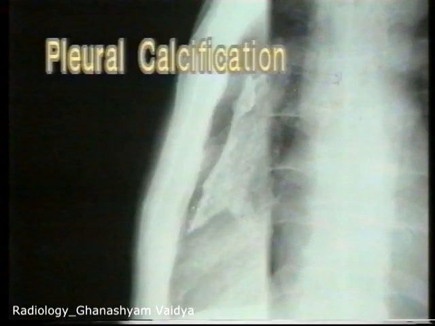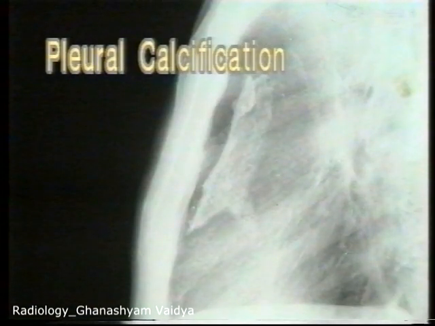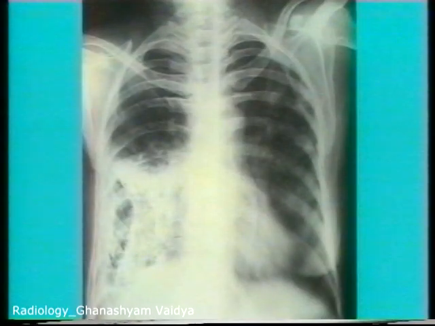If there is any doubt, a lateral or a tangential X-ray should be taken. The shadow of pleural calcification is seen to lie along the chest wall. This is another typical pleural calcification.